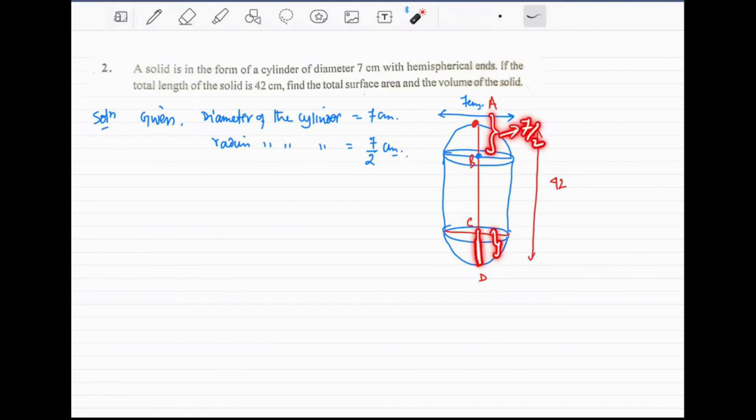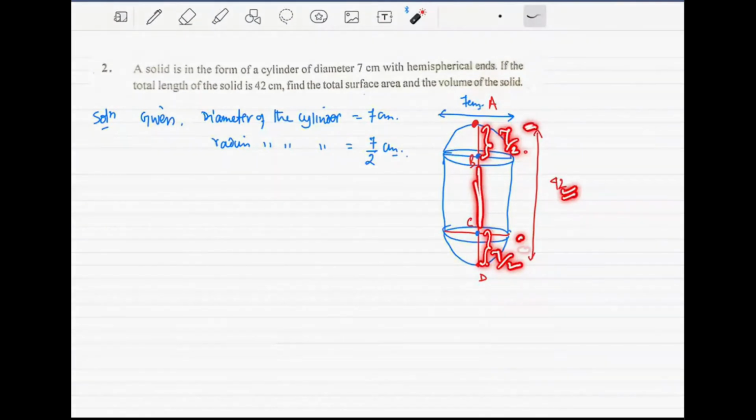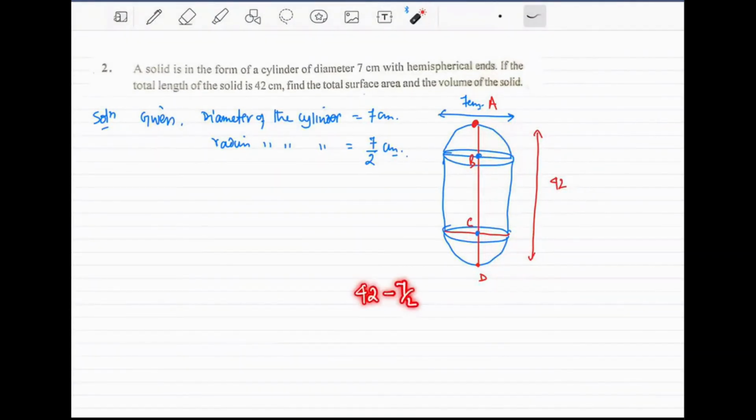CD is also, what is it? So CD is 7 by 2. AB is also 7 by 2. We want BC. Total is 42. The end parts are known. So from the 42, if I cut off the 7 by 2, this portion right here, and if I cut off the CD, which is 7 by 2, we will get this portion BC, right?